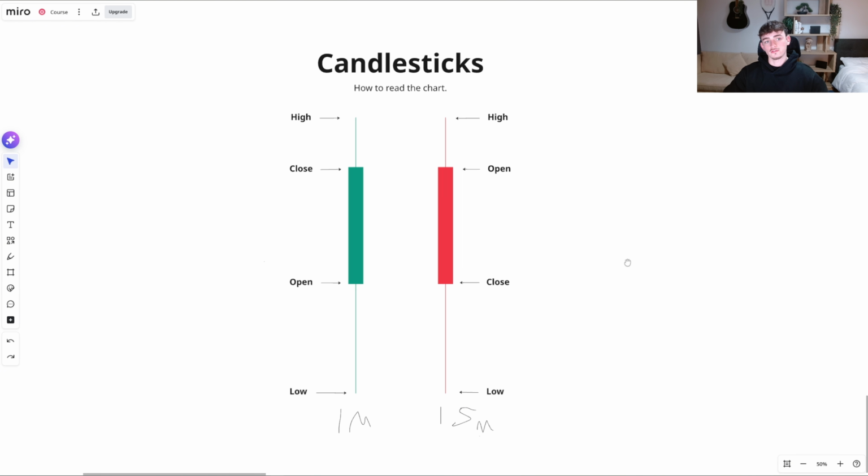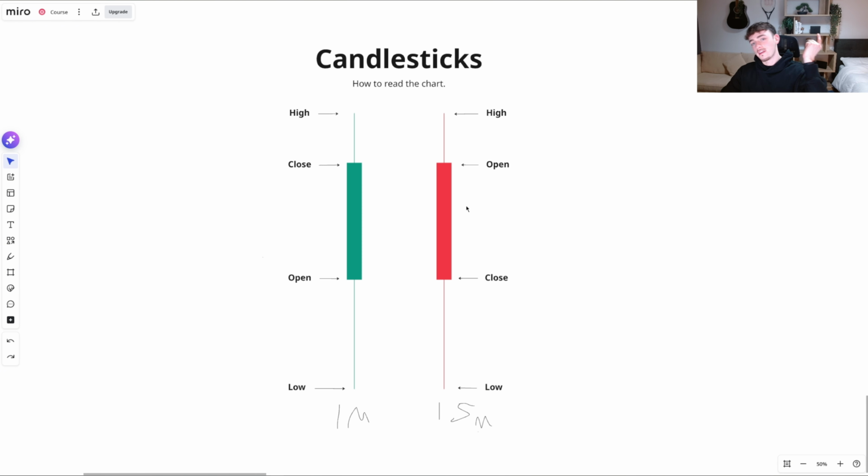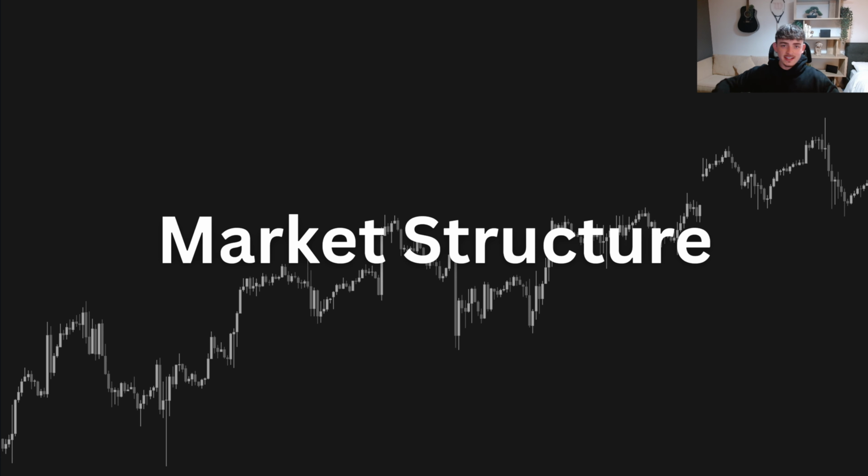And then once you've got this down, let's head on to the next concept, which is market structure. I hope you guys are excited because this is a good one. Second lesson, market structure. Let's get it.